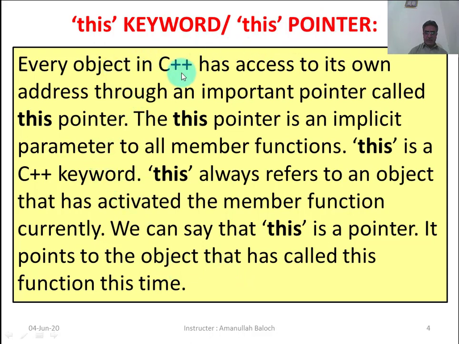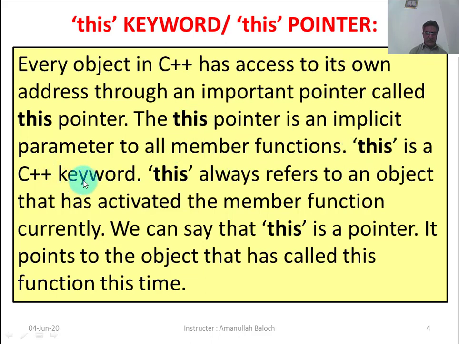This keyword, this pointer. Now we are going to explain this pointer. Every object in C++ has access to its own address through an important pointer called this pointer. This pointer is an implicit parameter to all the member functions. All the member functions share this unique parameter.